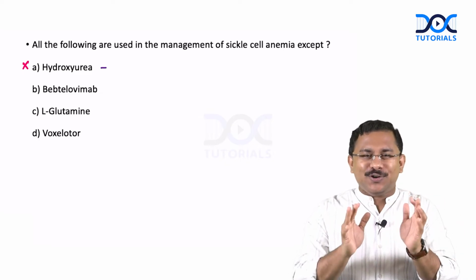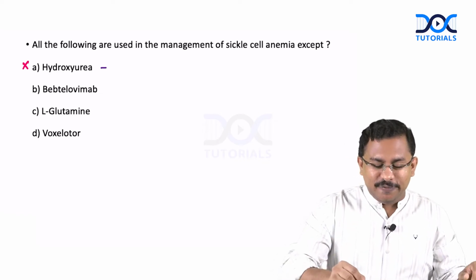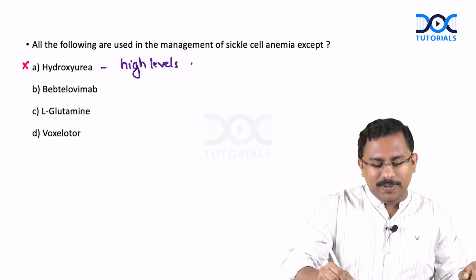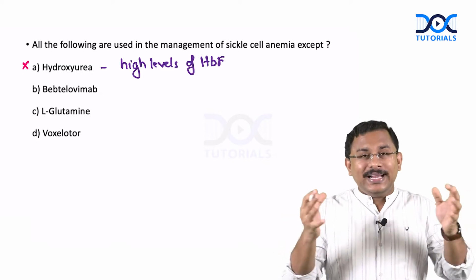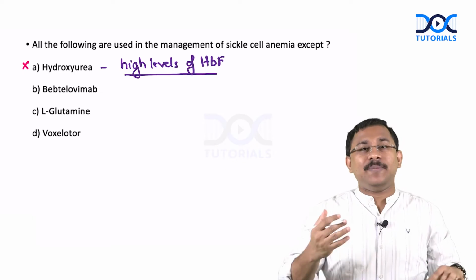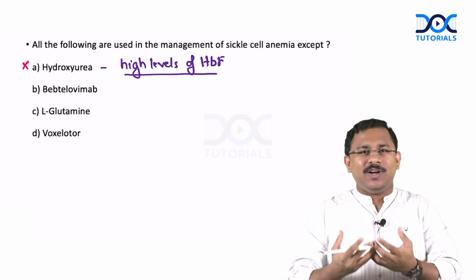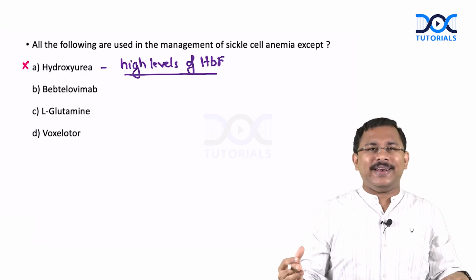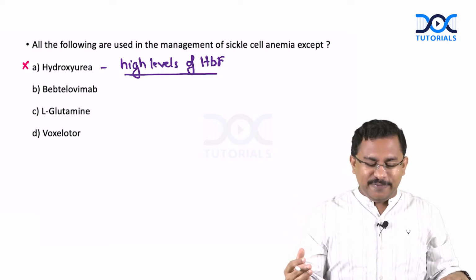And how does hydroxyurea act is by causing high levels of HbF. Okay, so it increases the fetal hemoglobin. So there is high levels of HbF, and when there is a high level of HbF, it actually protects from the polymerization of HbS. So protection from HbS polymerization is there, and this in fact forms the cornerstone of management of sickle cell anemia by increasing the HbF levels.